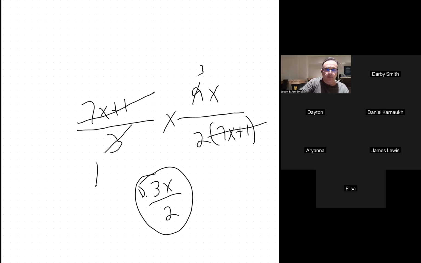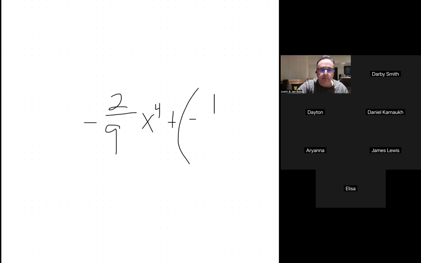Okay, so these all cancel out. The 7x plus 1 and 7x plus 1 cancel out. The 3 and the 9 reduce to 1 and 3. This is understood 1. 1 times 3 is 3. Well, 1 times 3x is 3x. We have 2 times 1 is 2. Letter D. All right, let me go back to number 13 because we're getting asked about that.